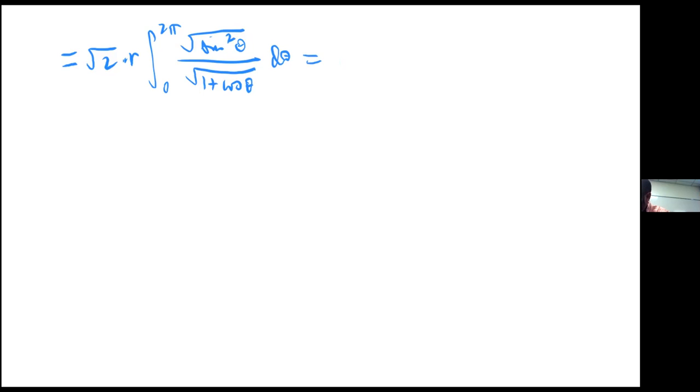So this is 2 square root of 2 r, the integral from 0 to pi. And the nice thing about being between 0 and pi is sine is positive, yes? Therefore, the square root of sine squared is just sine. I don't have to horse around with absolute values anymore, yeah? Okay, so this is just sine of theta.